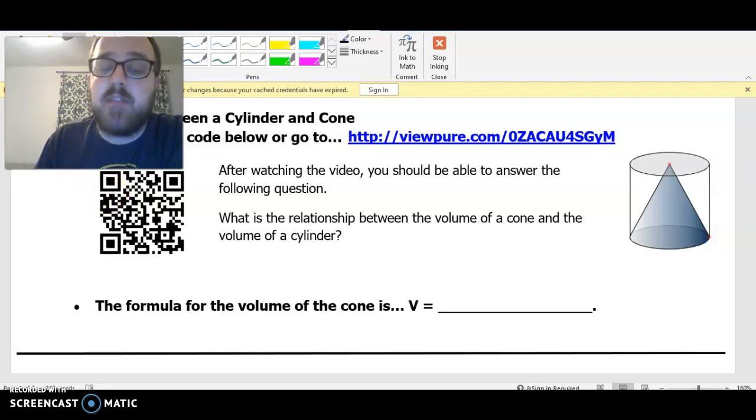I'm going to teach you guys about finding the volume of a cone today. Hopefully you already watched the video from yesterday about the volume of a cylinder, because the volume of a cone is actually going to relate very directly to that.